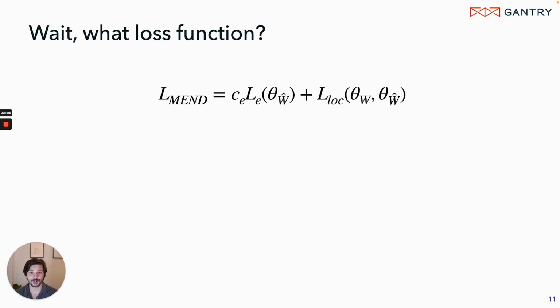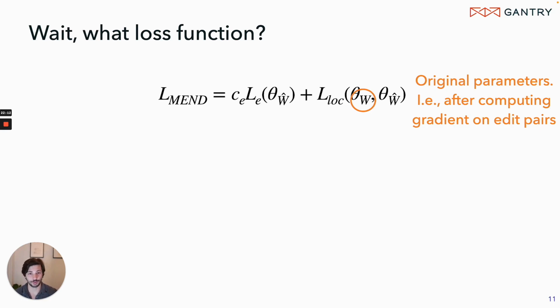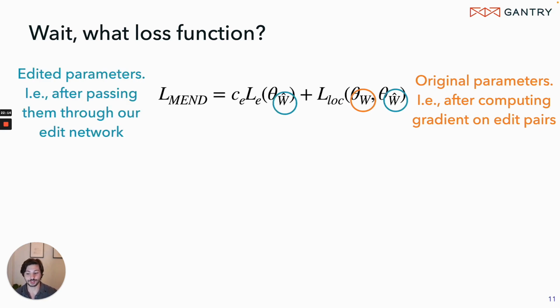Let's talk about the loss function that we'll use to train this edit network. It consists of two terms, and let's expand some notation here. These are just the original parameters of the model, and these are the parameters that we get after we pass the original parameters through our edit network. The first term of the loss function just says our edited network should respect equivalence pairs. It should be pretty good at predicting the label for the equivalence pairs as well.